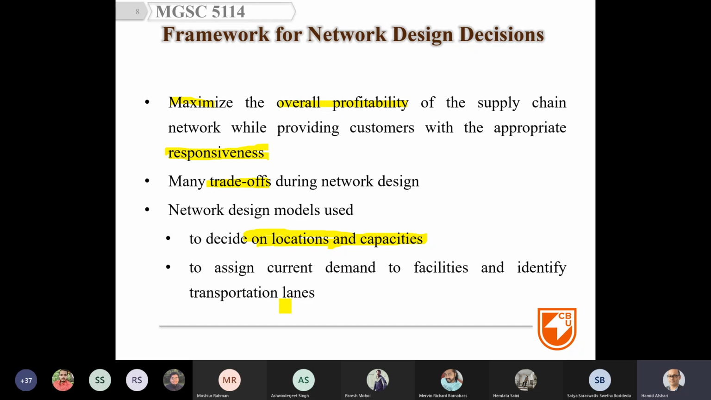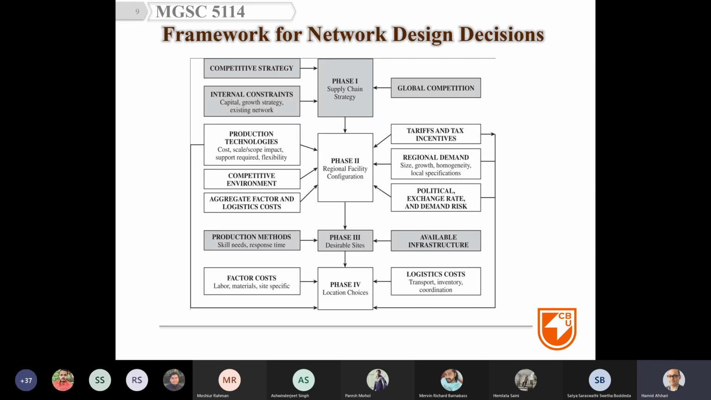identify transportation lanes. Okay, so let's say I have decided to establish a warehouse in Moncton. So which provinces will be supplied from there? Nova Scotia, Prince Edward Island, Labrador, Newfoundland, or New Brunswick. So you have to decide how to assign different demands to each facility.